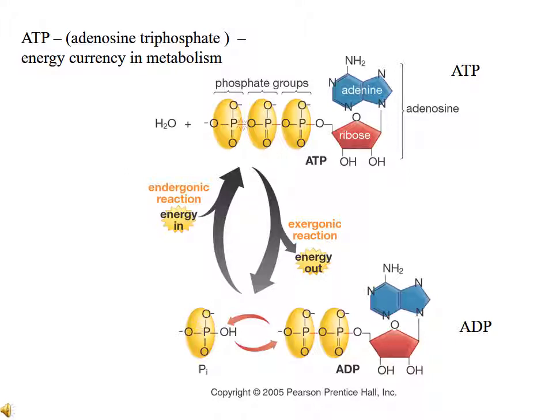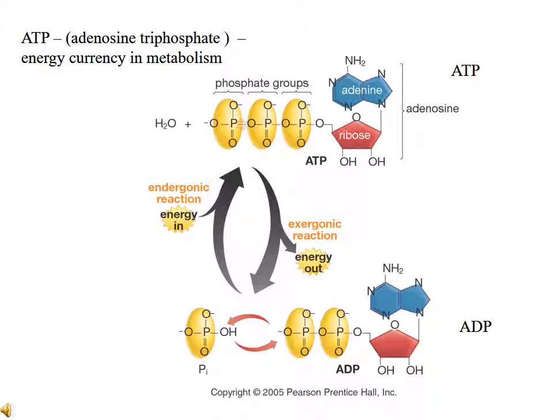Now, if you look at ATP, you see it is made up of the base adenine, ribose, and 3 phosphate groups. Notice that one of the phosphate groups, triphosphate, has a red bond. This is your high energy that is present in this molecule. Remember, this molecule stores energy.